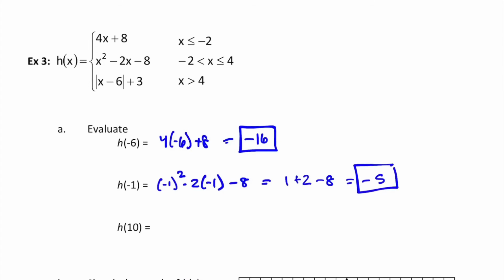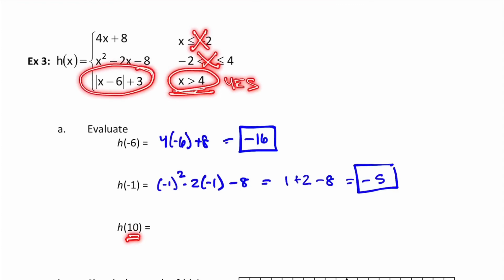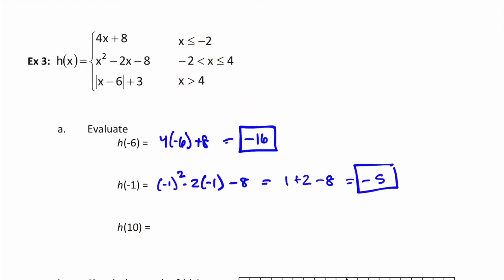And my last one, h of 10. 10 is not less than or equal to -2. It's not between -2 and 4. It's here. It's greater than 4. So since 10 is greater than 4, I'm going to be plugging into that piece. So I get the absolute value of 10 minus 6, plus 3. That's going to be 4 plus 3, and obviously that's going to give me 7.